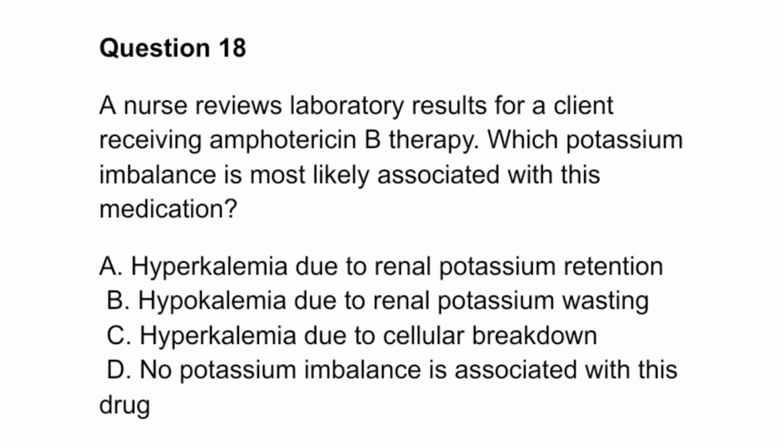Question 18. A nurse reviews laboratory results for a client receiving amphotericin B therapy. Which potassium imbalance is most likely associated with this medication? A. Hyperkalemia due to renal potassium retention. B. Hypokalemia due to renal potassium wasting. C. Hyperkalemia due to cellular breakdown. D. No potassium imbalance is associated with this drug.